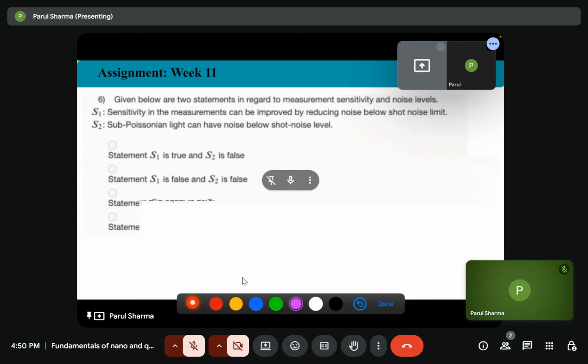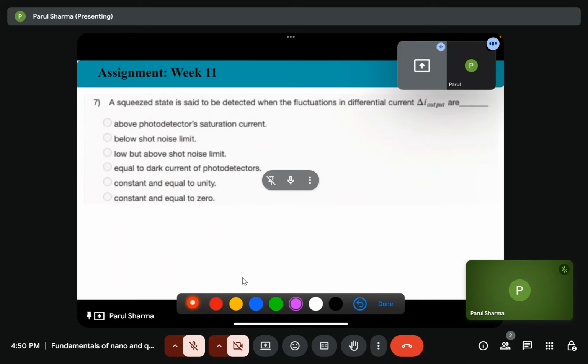Next question: squeeze state is said to be detected when the fluctuations in differential current del I output are, as we just saw, below the short noise limit. So it should be below the short noise limit.